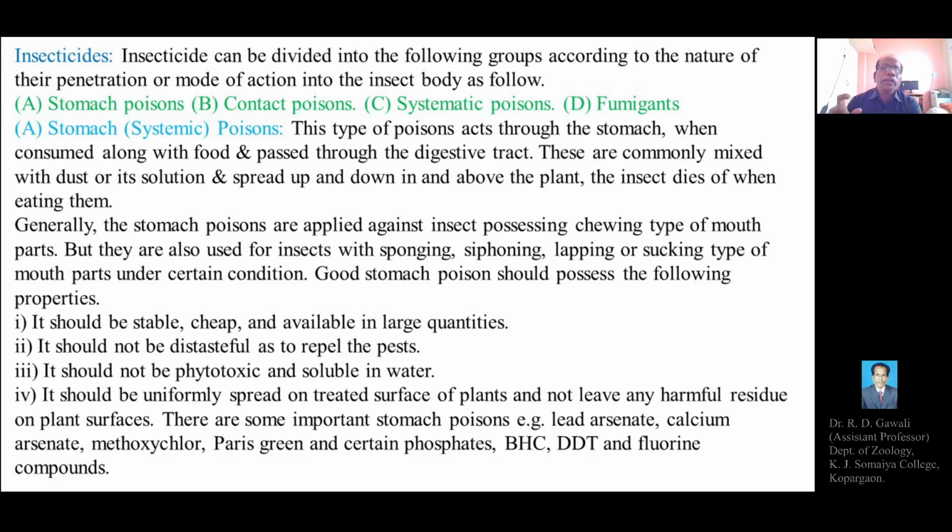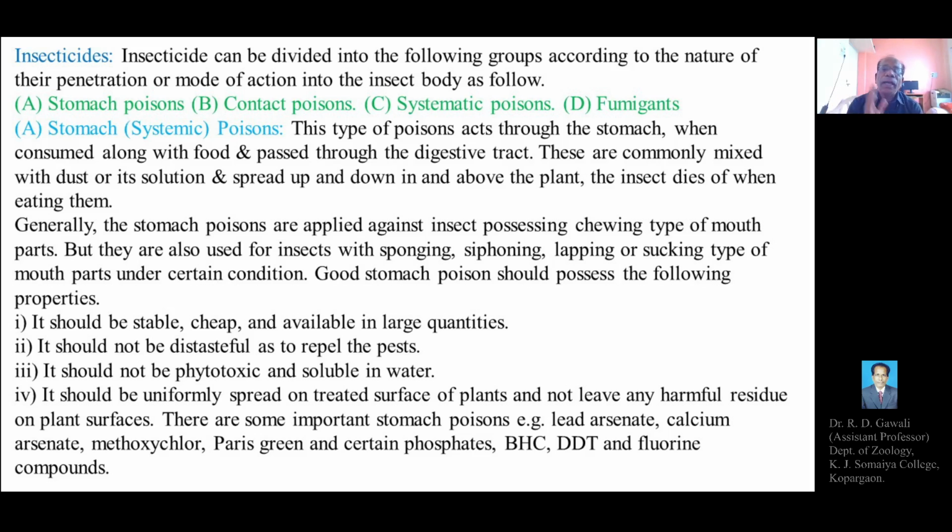But usually, stomach poisons are applied on crops against insect pests which have chewing type of mouth parts, or mandibulate type of mouth parts. They are also used for the control of insects having sponging, siphoning, lapping or sucking type of mouth parts. A good stomach poison should possess certain important properties.